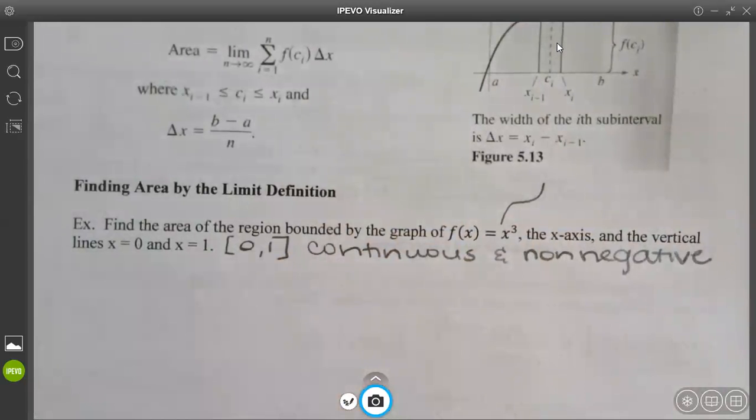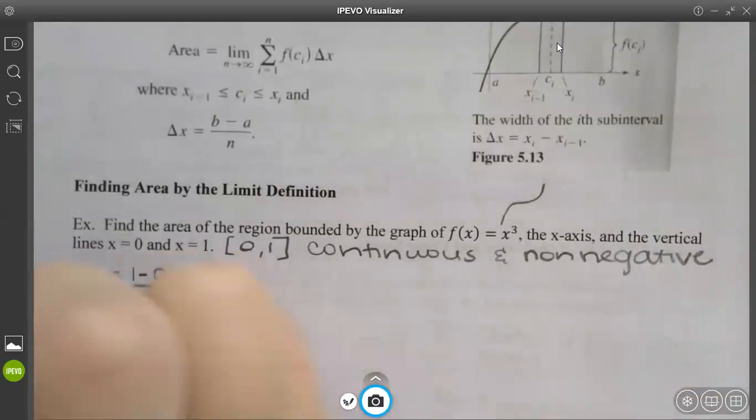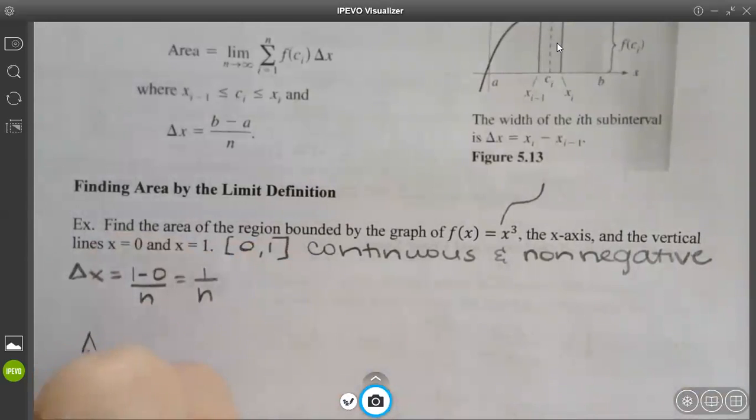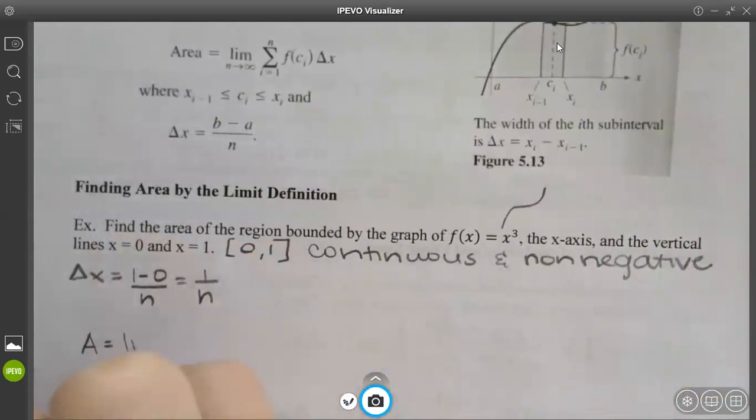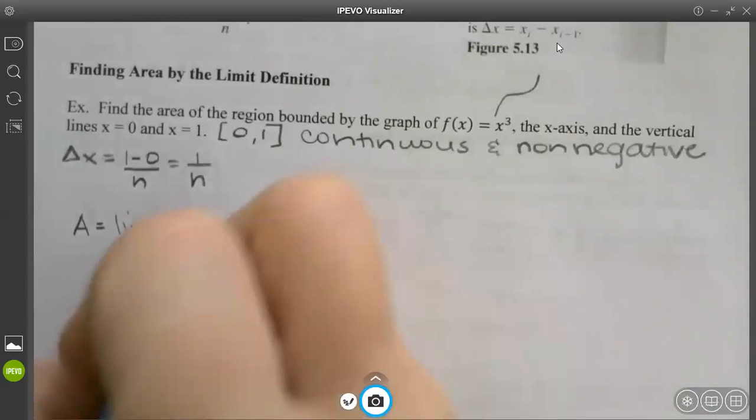All right, so to be able to figure out the area, we definitely need to know delta x. How do I find delta x? What is b minus a? I'm going to start my definition. Area equals the limit as n approaches infinity. And y'all, there's a lot to write here. All that reduction, that's the problem. All of that reduction. So I'll try to squeeze up as much as I can.